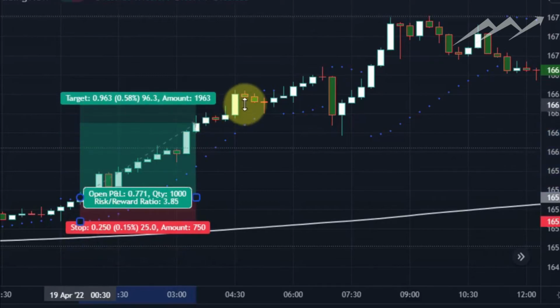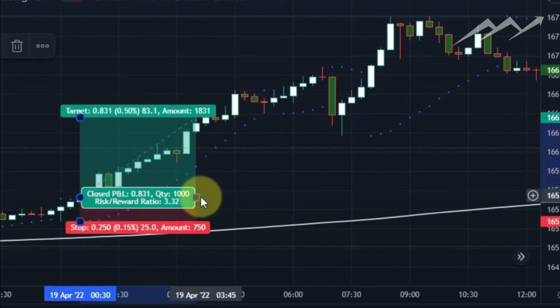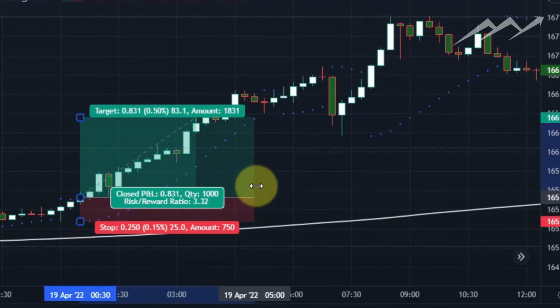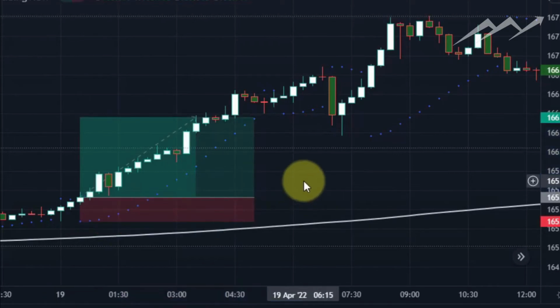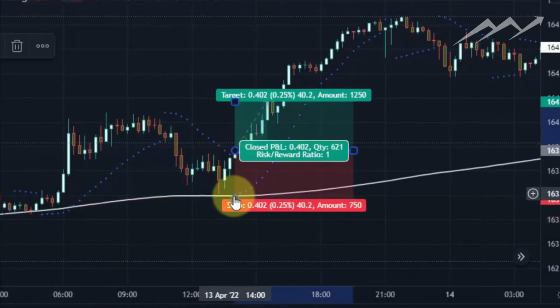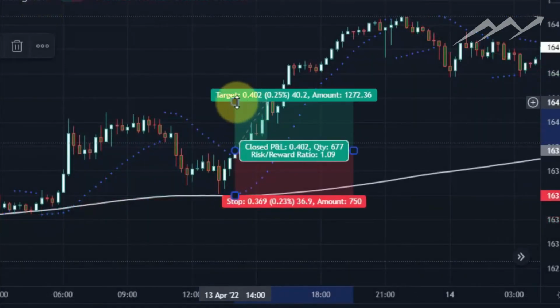Number 3. Do not take positions based on the Parabolic SAR if the entry candle is still running. Wait for the entry candle to be completed, and then enter at the closing price of the candle.